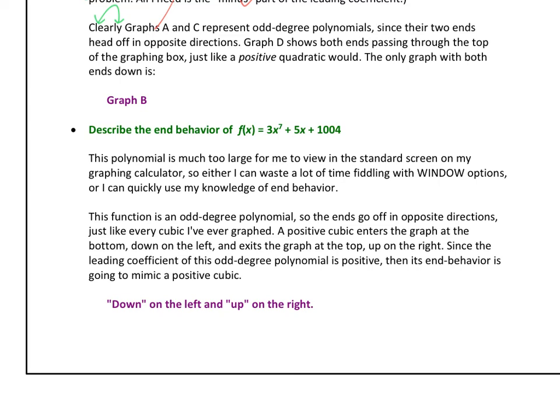So we don't even have a graph. We don't want to try to fiddle with the window to try to make it look right on our paper, or on our calculator rather. We just need to look at the leading coefficient and the power. So this is an odd degree, meaning that the ends go in opposite directions.